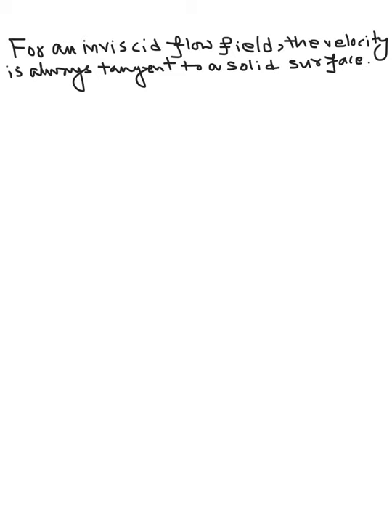Now I would like to mention here an important boundary condition for an inviscid flow field. That is, the velocity is always tangent to a solid surface. So if I have my cylinder, at this cylinder at an arbitrary location, I have my tangential velocity, which is U_theta. So my U_r will be in my radial direction, and this U_r will be 0 for the inviscid flow field.